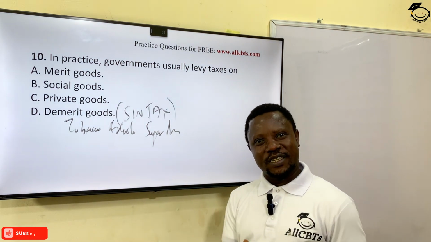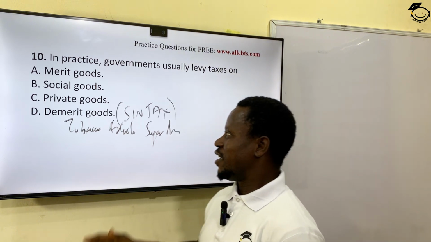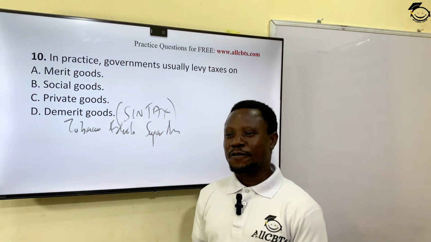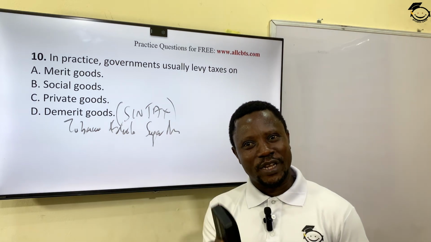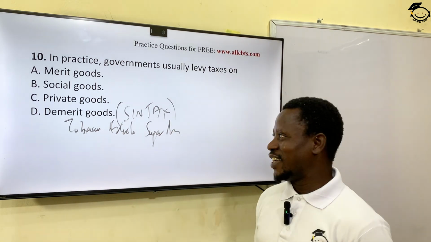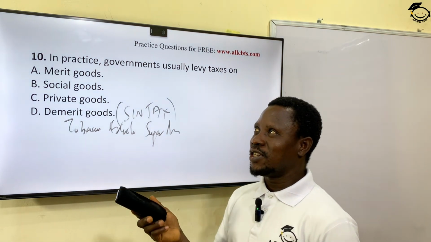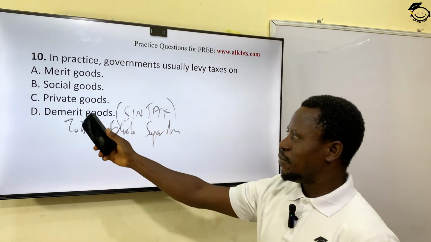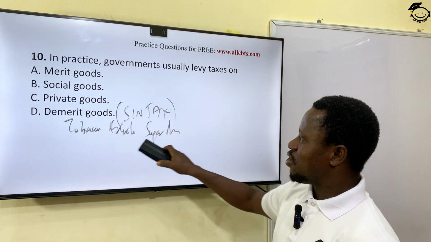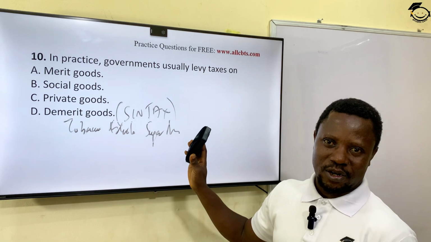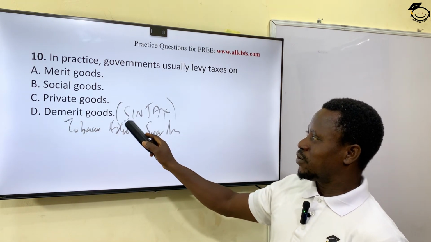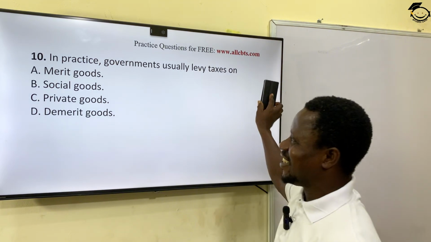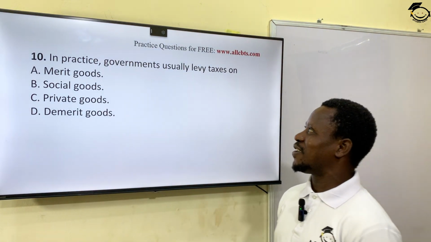As a way of discouraging the citizens from consuming them, a special tax is placed on these goods. You understand? Like when they advertise tobacco, they say smokers are liable to die young, but people still smoke. On alcohol, they write drink with sense, or not for underage, below 18 years. So demerit goods are goods that the government is trying to discourage people from consuming, so they place tax on them. That tax, in an institution, they call sin tax, like a tax on someone who committed sin. So the correct option for this question is demerit goods.